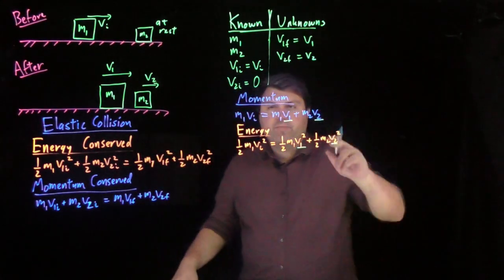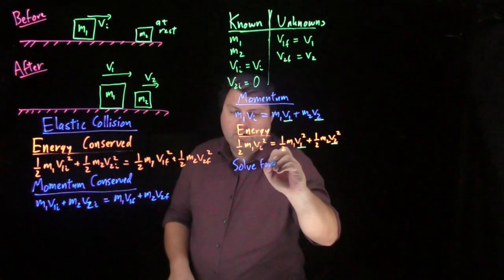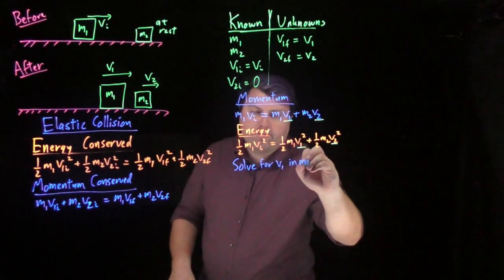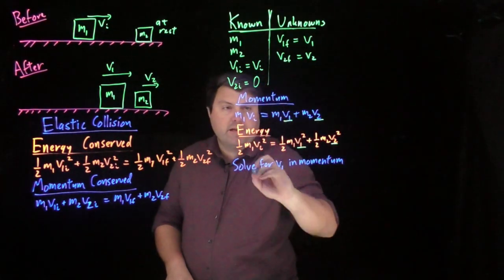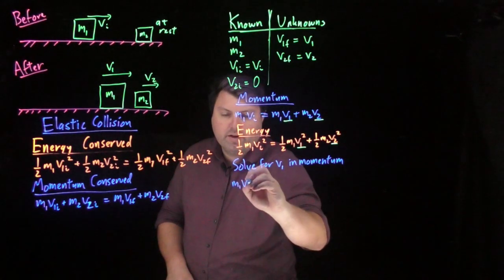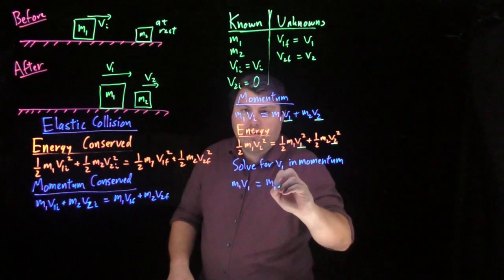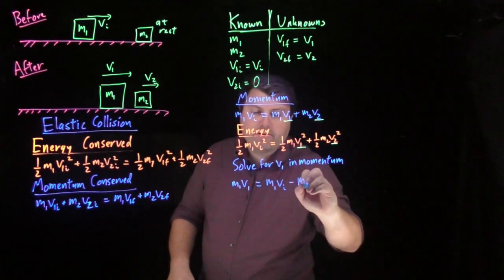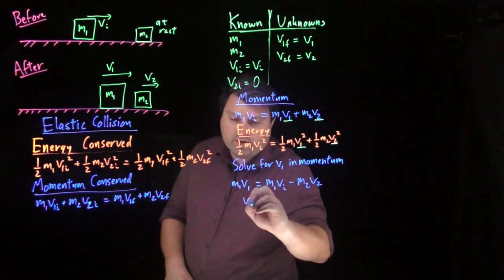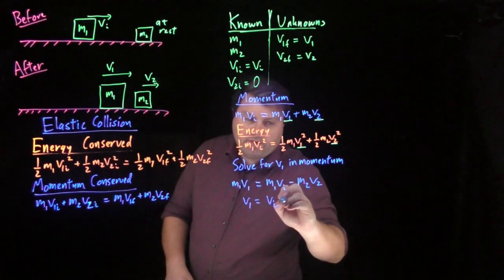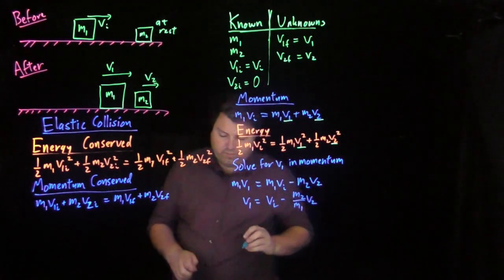So we want to use momentum, and we want to solve for v1 in momentum. The first thing I can do is bring this m1 v1 over to one side, and bring everything else to the other side. So it's m1 vi minus m2 v2, and then I can divide by m1 to get v1 equal to vi minus m2 over m1 v2.